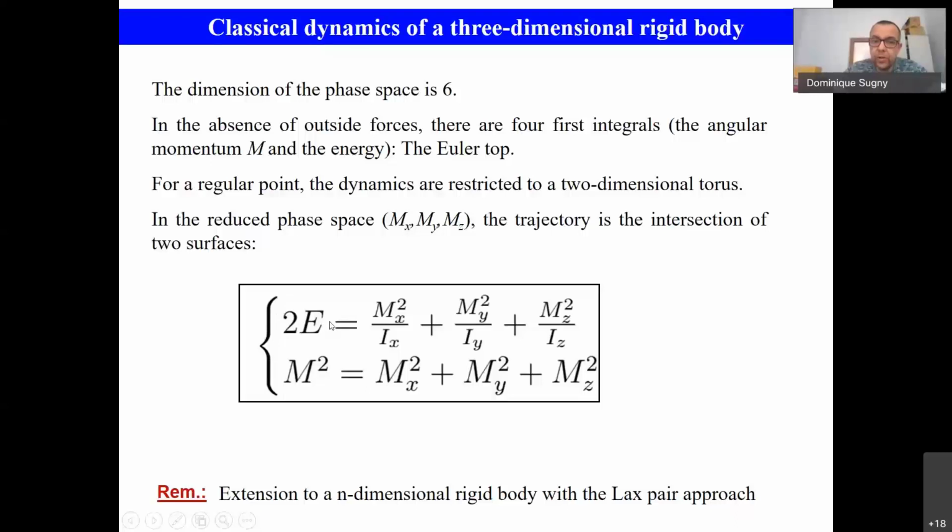as a function of the coordinates, and the other constant of motion. These two constants of motion define two surfaces in this three-dimensional space, and the trajectory is the intersection of the two surfaces.